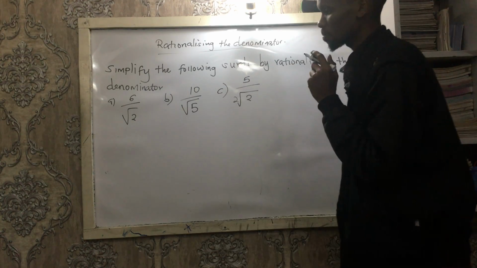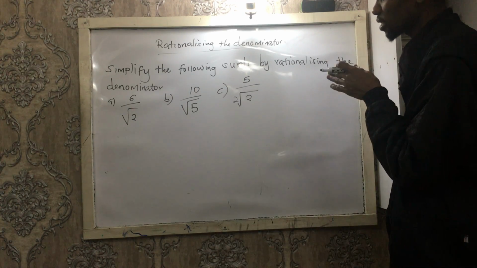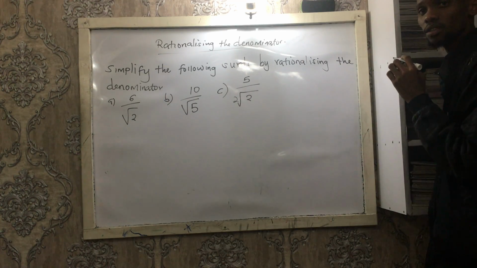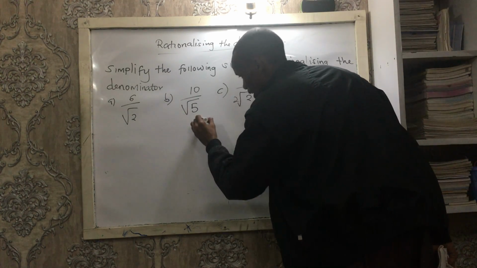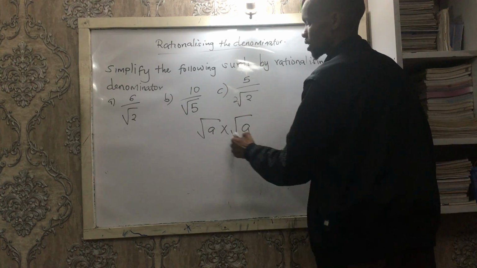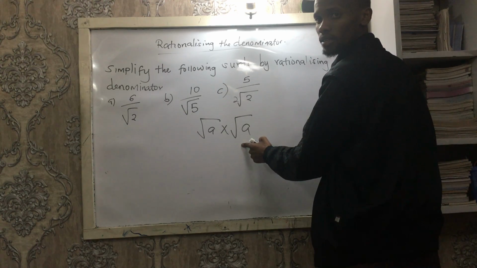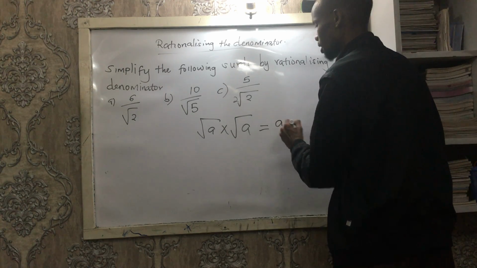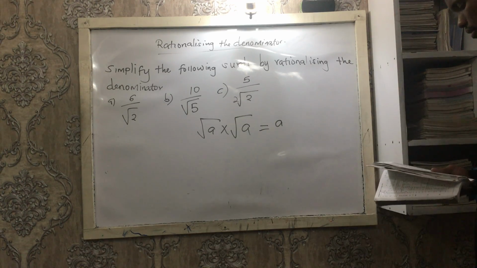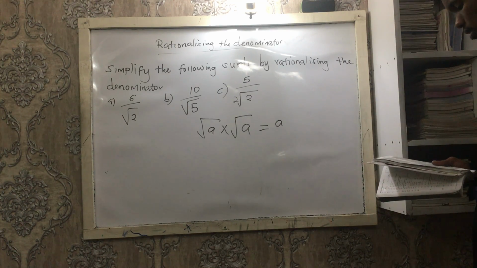Okay, these are such questions, right? There's a concept I want to give you which is very important. Whenever you have root A and root A, where they are alike, then whatever we have is A. Are you getting? Whatever we have is A.